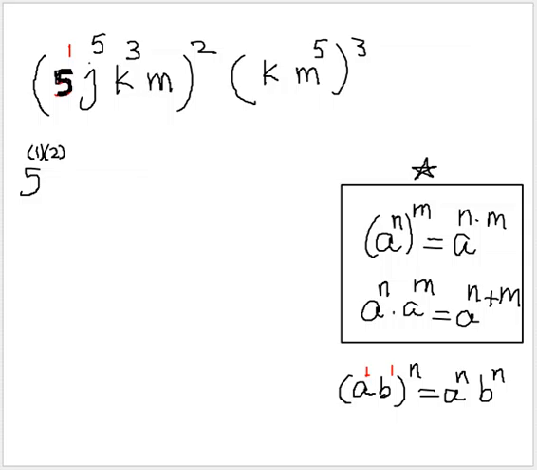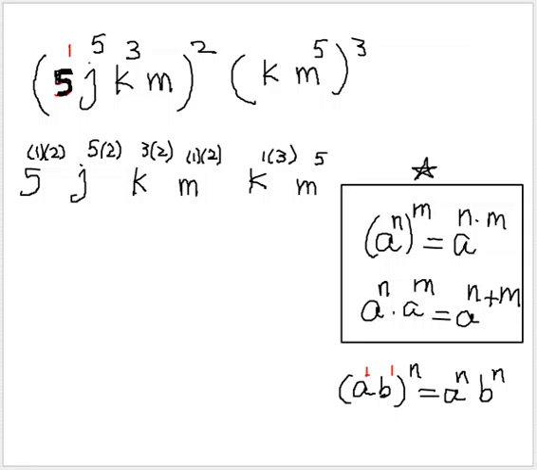Next one would be j to the power of 5 times 2. Then we have k to the power of 3 times 2. We have m to the power of 1 times 2. And we move on, k to the power of 1 times 3. M to the power of 5 times 3. Barbara, do you follow up to this point? Again, the exponents for k is 1. If you can follow up to this point, put a check mark next to your name, please.